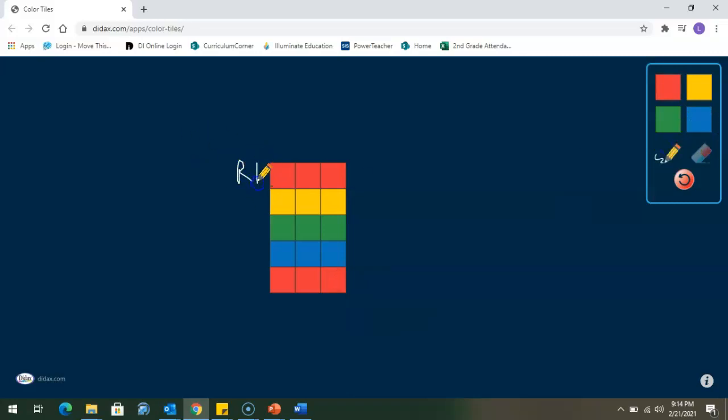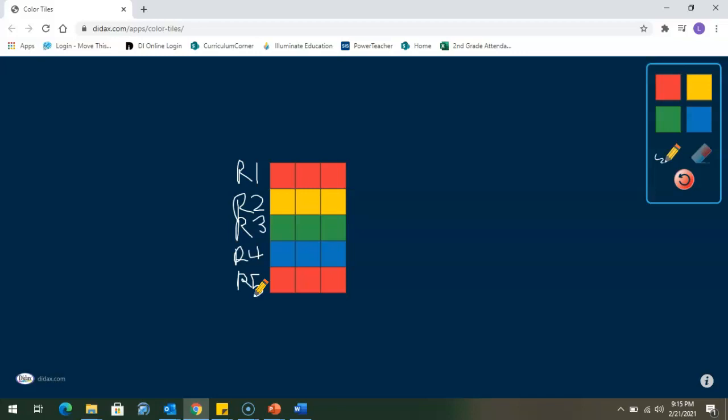So we can label it, remember? Row 1, row 2, row 3, row 4, and row number 5, boys and girls. How many rows did we make? Yes, 5 rows. How many tiles are in each row?